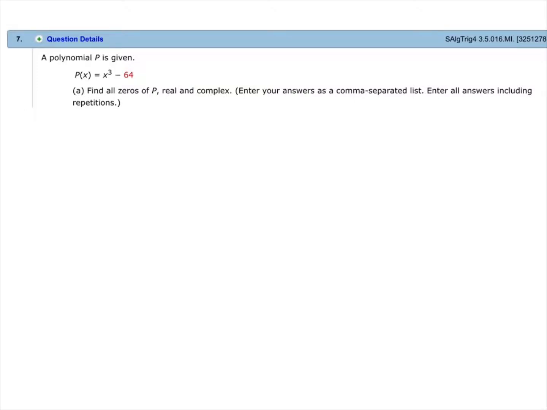A polynomial p is given, p of x equal to x cubed minus 64. Find all zeros of p, real and complex. What we might realize is that this is in the form of a difference of cubes.